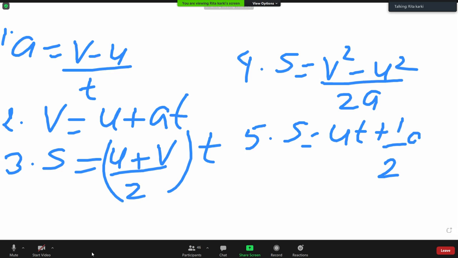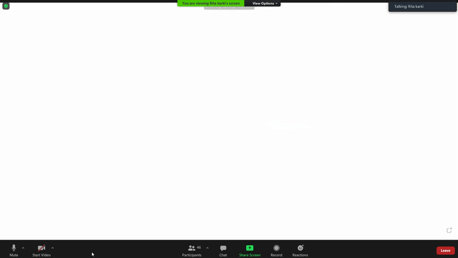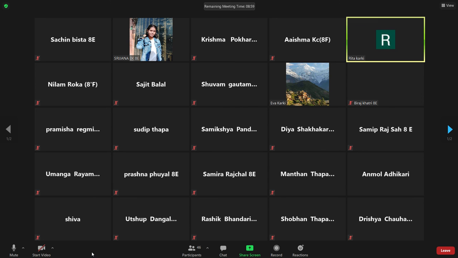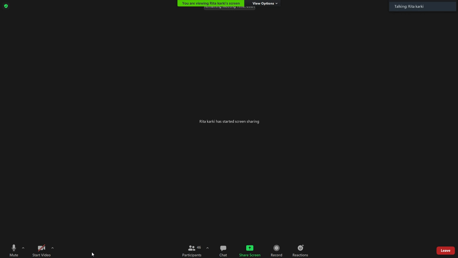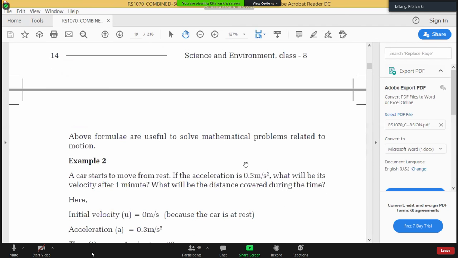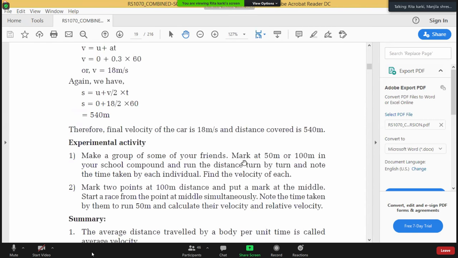So these are the 5 equations that are very, very useful in doing the numerical problems related to acceleration and velocity produced by the moving vehicles. So your work for now is to do the numerical problems on the basis of these equations that we have just learned to derive. Clear? Can you do that?